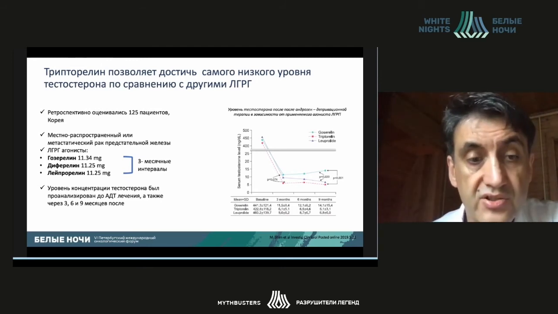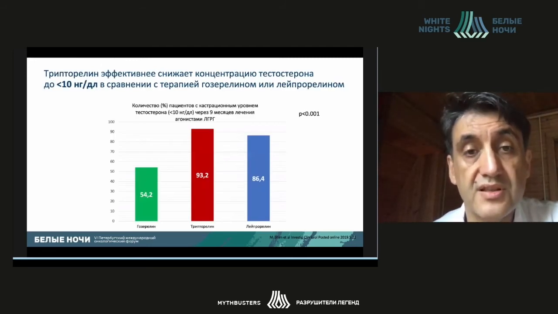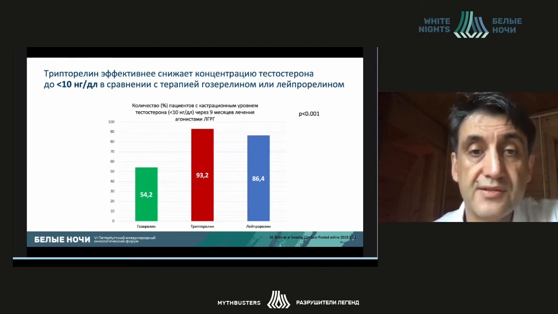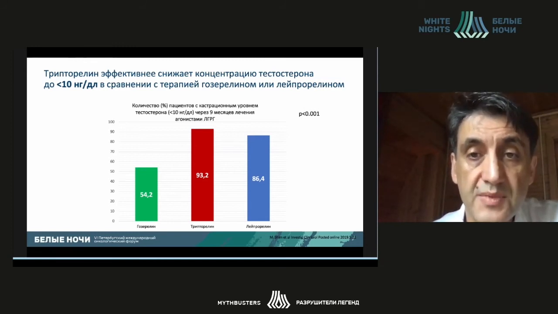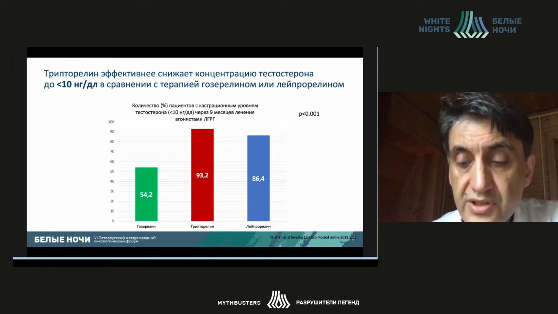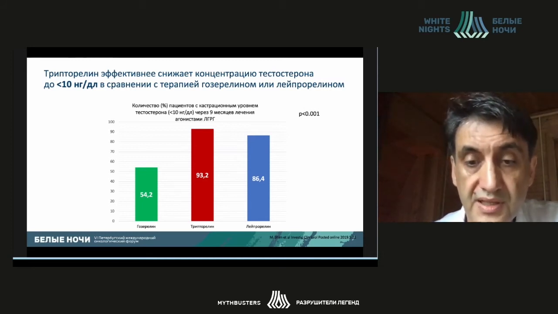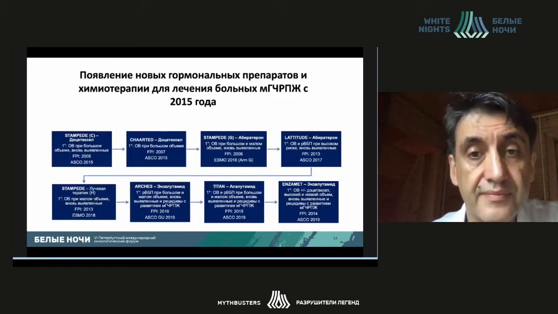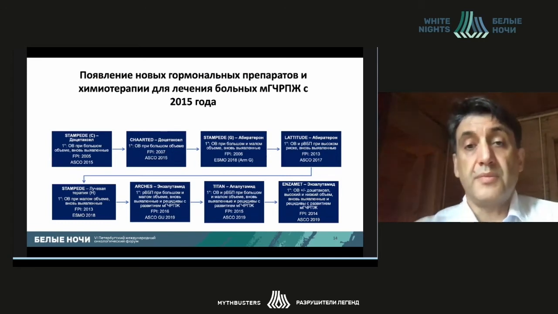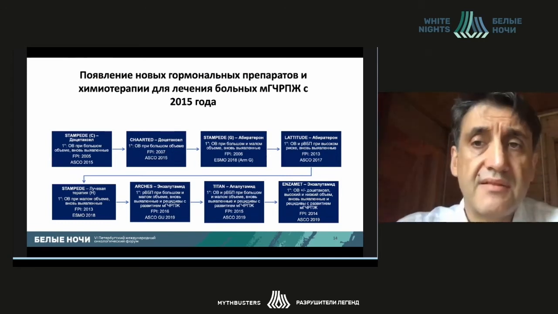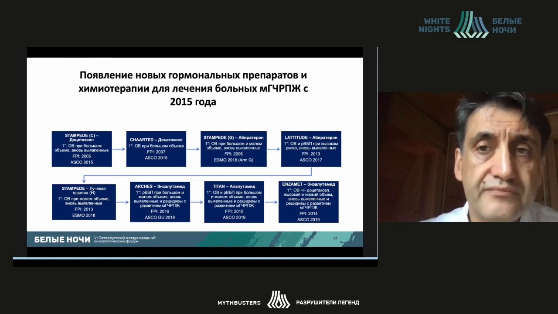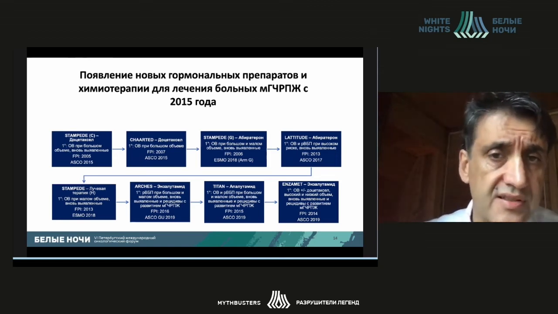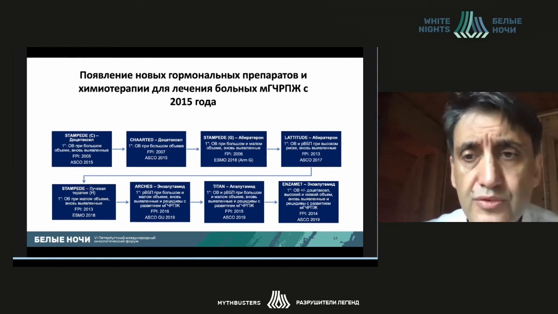The concentration level was analyzed prior to treatment and at 3, 6, and 9 months after treatment. You know the percentage of patients with castrate testosterone level is less than 10 nanograms per deciliter. After 10 months, it was the highest when triptorelin was used versus leuprorelin and goserelin.